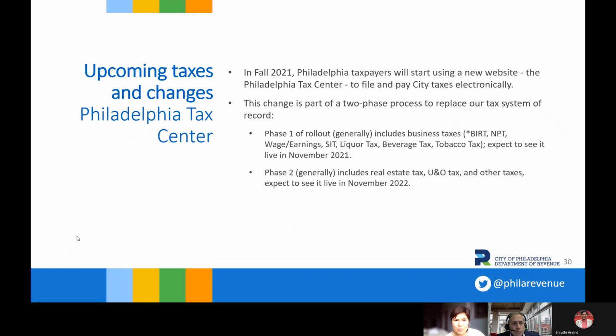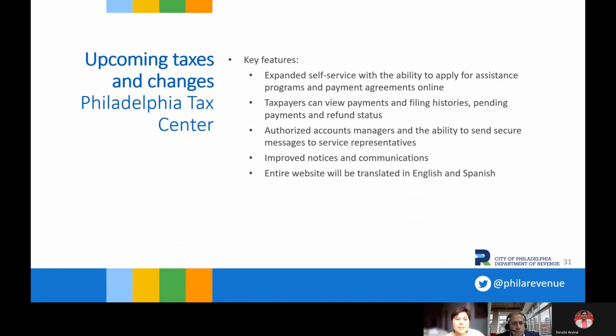But the big things to remember are that this is going to give taxpayers more flexibility to manage their tax accounts and the ability to apply for assistance programs and payment agreements online. You'll have secure messaging with our representatives through the website. And we're actually going through a process of rewriting a lot of our letters and notices to be, one, in plain language and to be more standardized.